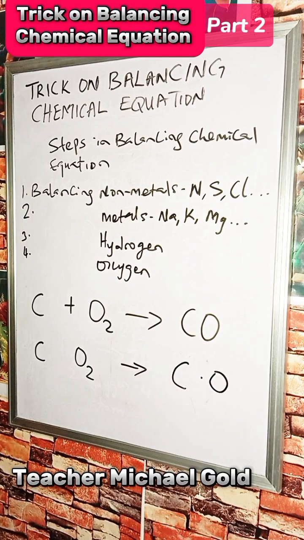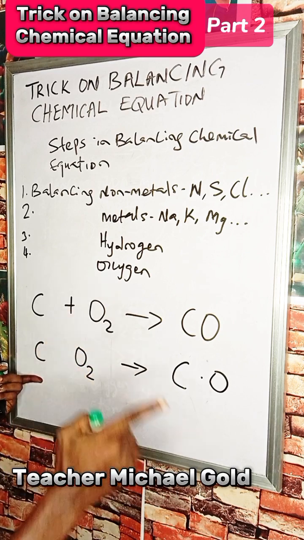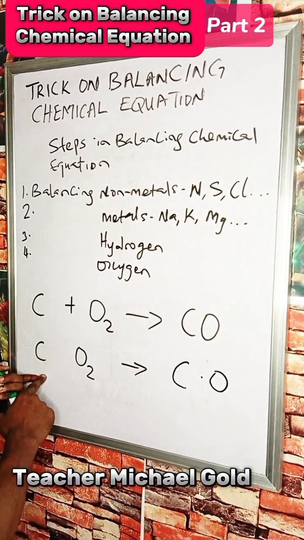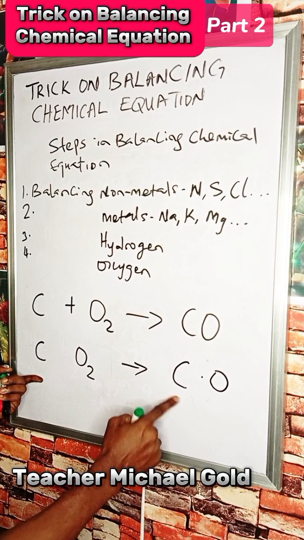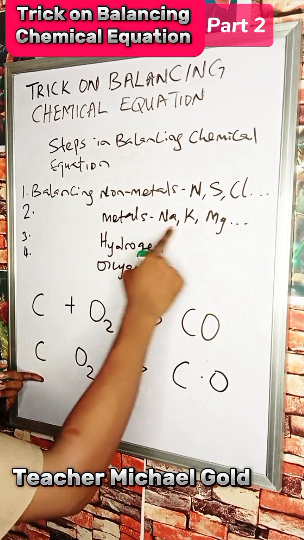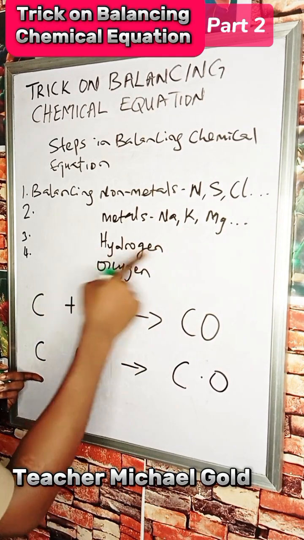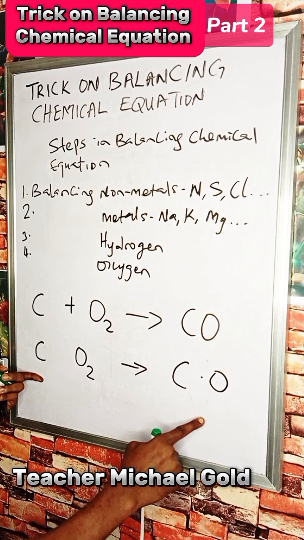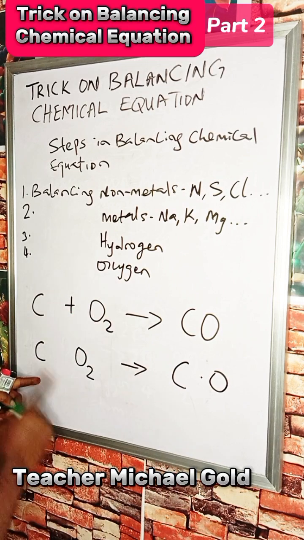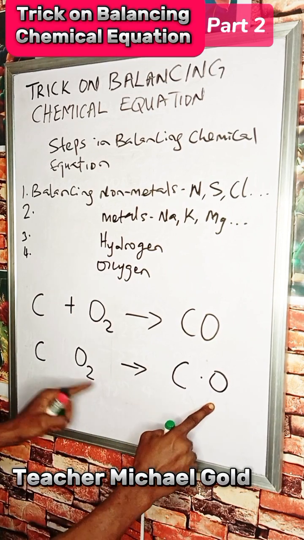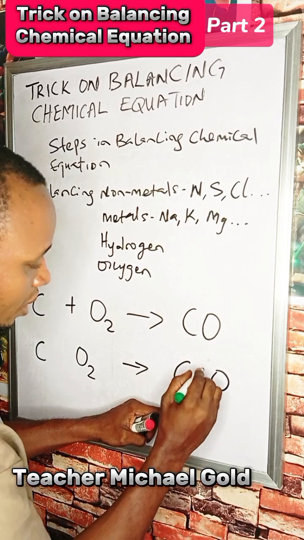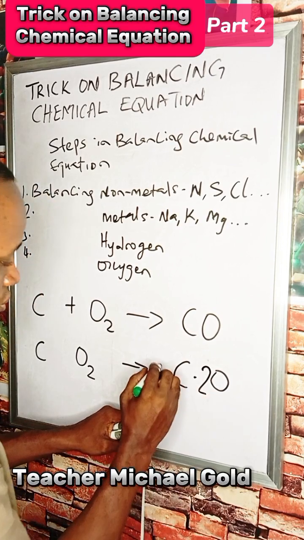Now looking at this equation, carbon is 1, which, according to the rules, balance what? Non-metals first. Carbon is a non-metal, so carbon is 1, carbon is balanced. The next one is what? Metals. There's no metal present here. The next one is hydrogen. No hydrogen present here. So the next one is oxygen. Oxygen here is 2, while oxygen here is 1. So what you do is add 2 here, and at the same time make sure you also add 2 here.